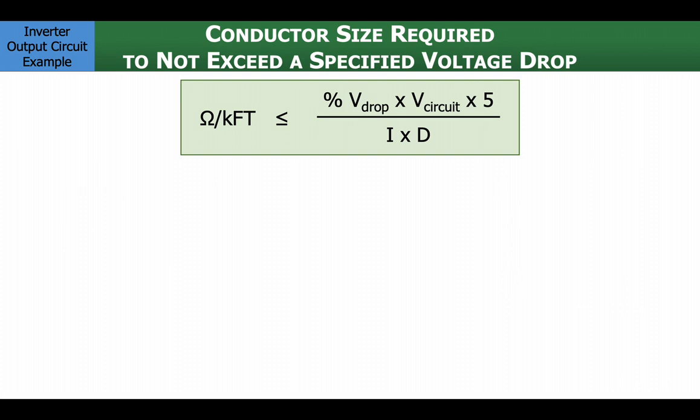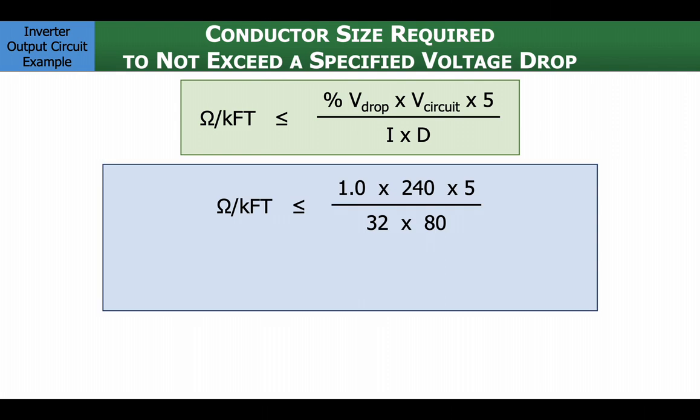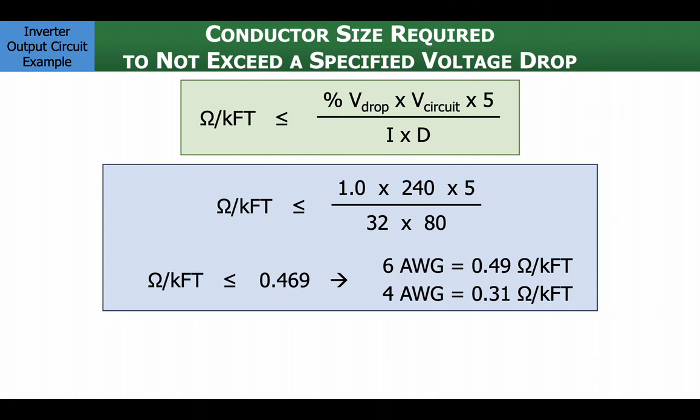Here's our calculation. We're going to solve for ohms per kilofoot, and then we'll go to our table to see what conductor meets that. We drop in our values, 1% target voltage drop, 240 volt nominal AC circuit, 5 is our constant. We divide that by the rated continuous output current of the inverter, in this case 32 amps, and the one-way distance of 80 feet. Do the math, and we say that, hey, we want a wire that has a resistance of no more than 0.469 ohms per 1,000 feet.